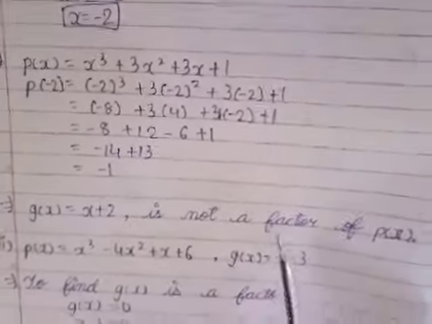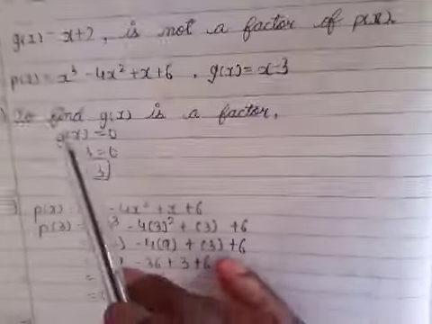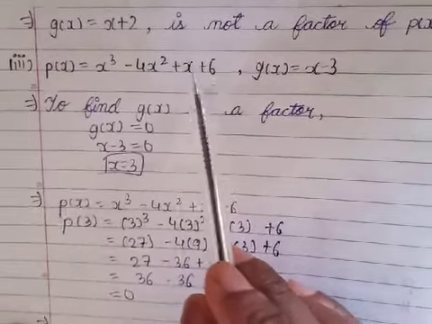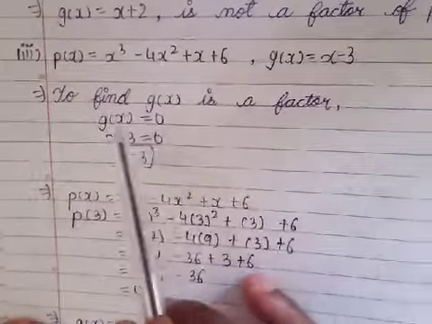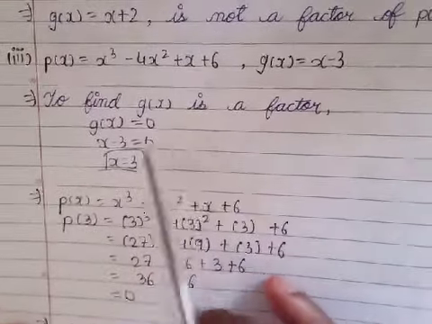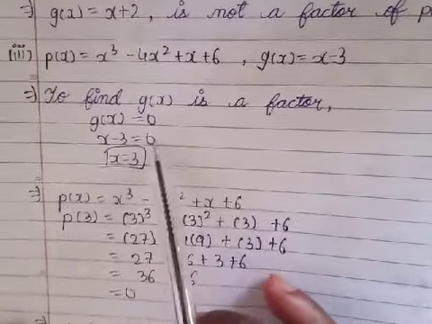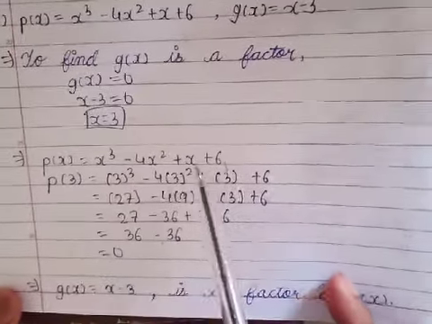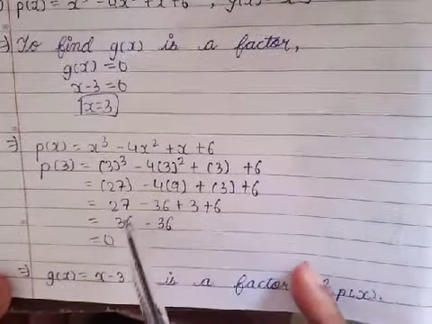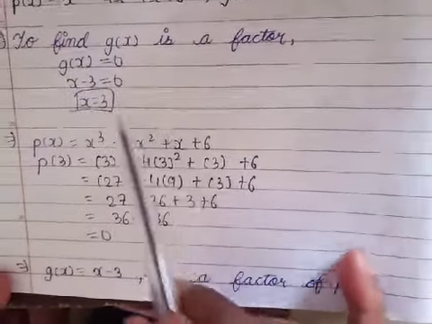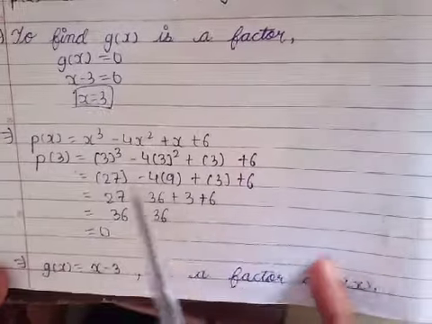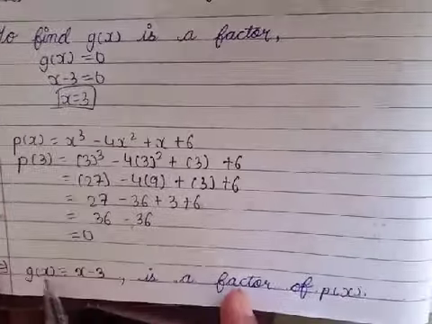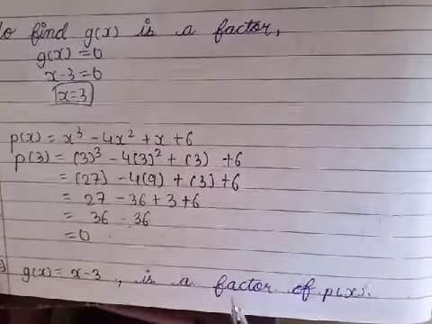Okay. Let's check the third sum. p of x is equal to x cubed minus 4x squared plus x plus 6. g of x is x minus 3. To find whether g of x is a factor or not, g of x is equal to 0, x minus 3 is equal to 0, x is equal to 3. So p of x is x cubed minus 4x squared plus x plus 6. X is equal to 3 means you have to find p of 3. If you simplify, p of 3 becomes 0. Therefore, x minus 3, or we can write g of x is equal to x minus 3, is a factor of p of x.